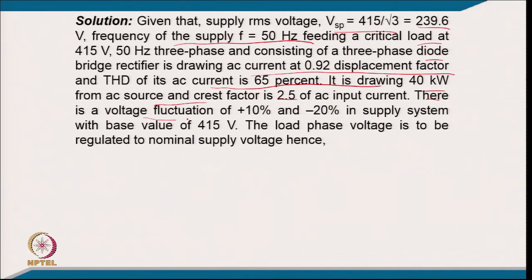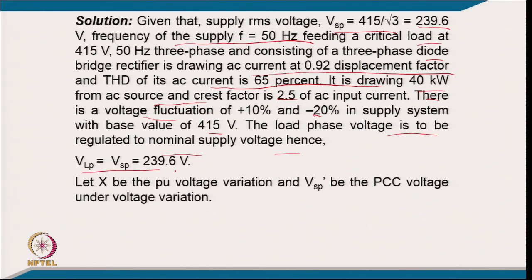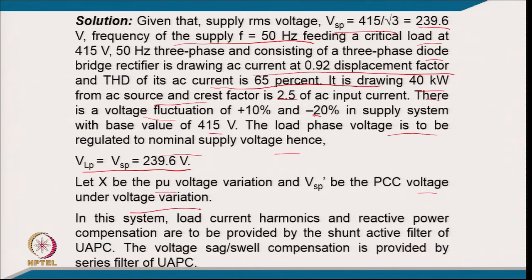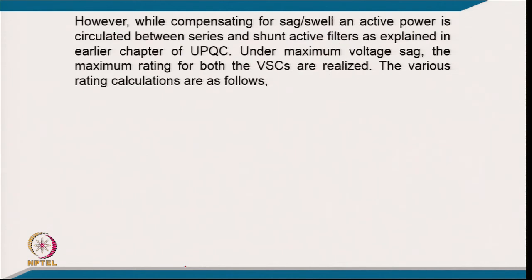There is a voltage fluctuation of plus 10% minus 20% in the supply system with a base value of 415 volt, and the load phase voltage is to be regulated to a nominal supply voltage of 239.6 volt. So VLP equals VSP, 239.6, and let x be the per unit voltage variation, and VSB is the PCC voltage under voltage variation. In this case the load current harmonics and reactive power compensation are to be provided by the shunt active filter, and the voltage sag and swell by the series active filter.